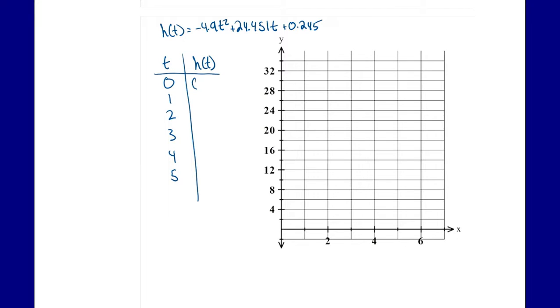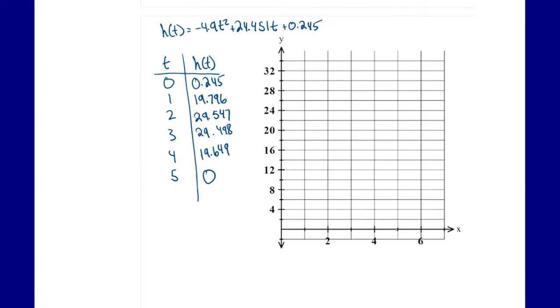So I plug 0 in, I get 0.245. If I plug 1 in, I get 19.796. 2 is 29.547. 3 is 29.498. 4 is 19.649, and 5 is 0.